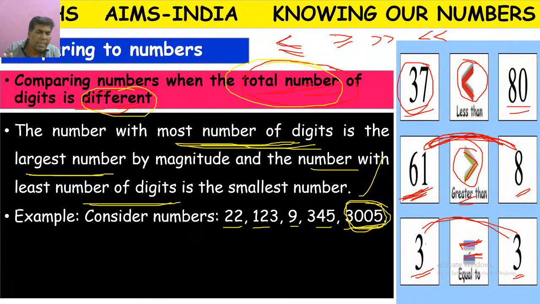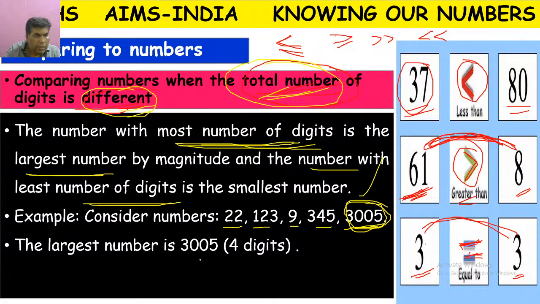Just by seeing the number of digits, we can compare the numbers easily. So here the largest number is 3005 because it has 4 digits. What is the smallest number out of the 5 numbers? Come on, guess the smallest number.